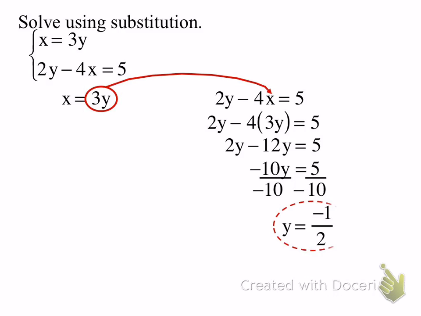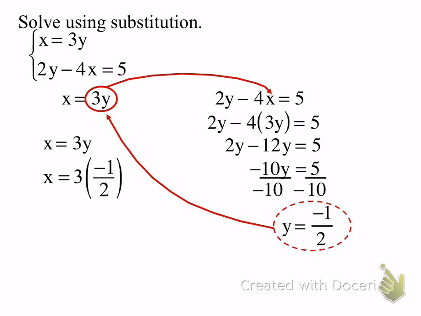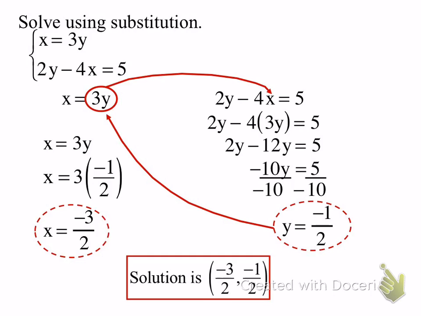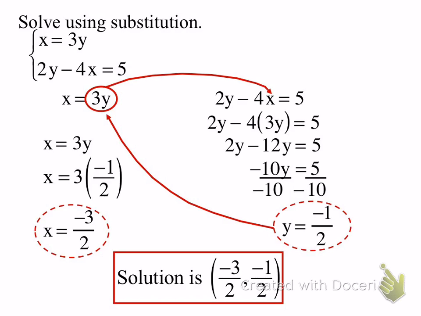Now we substitute in to either original equation, and we get x equals 3 times negative 1/2, which is negative 3 over 2. Good. The solution is negative 3/2, comma, negative 1/2. Questions?